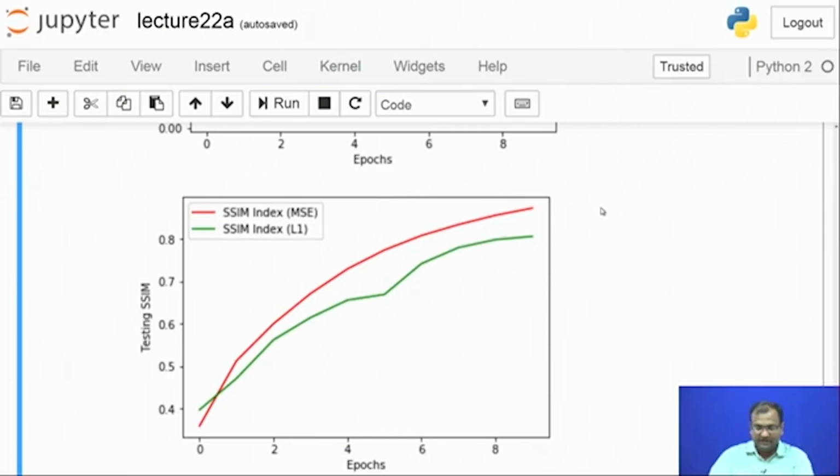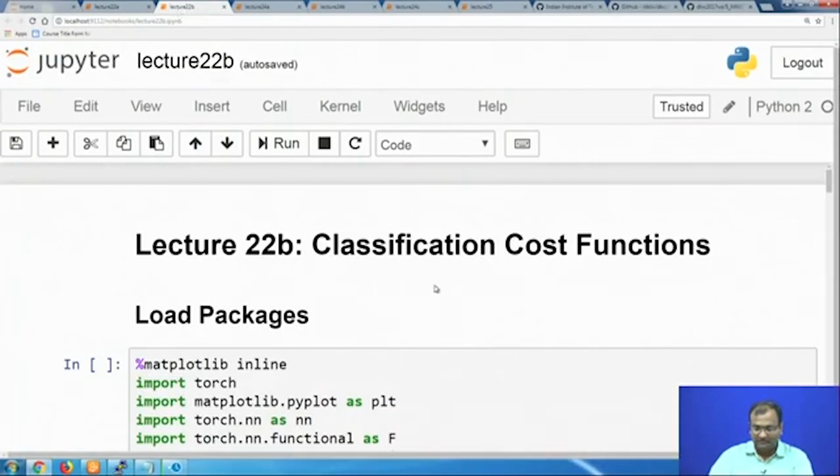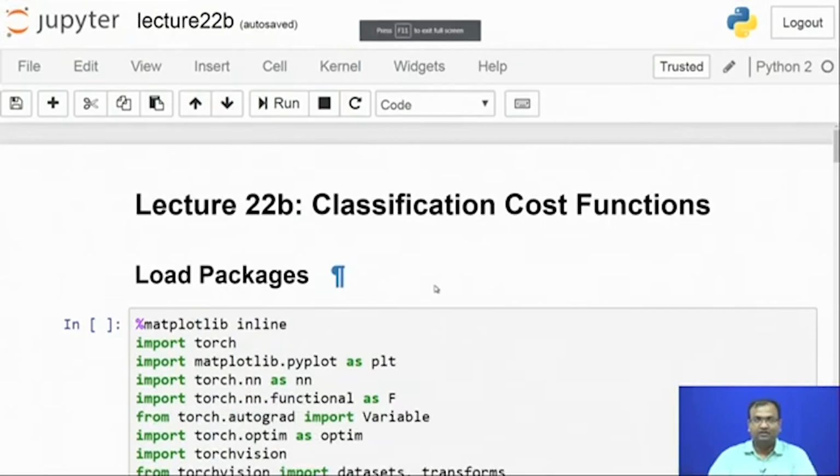and a regression loss. The other kind of loss which we had studied was the classification loss function, and that is what I would be doing in the next lecture, which is on 22B.